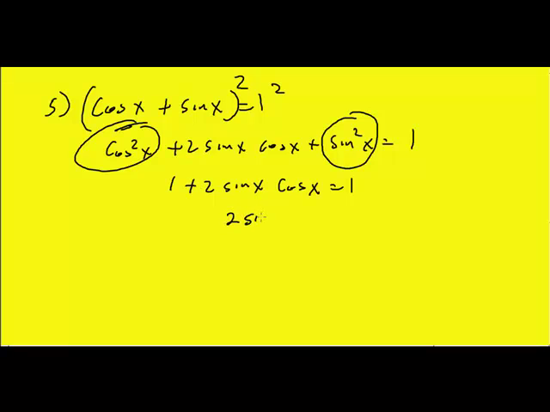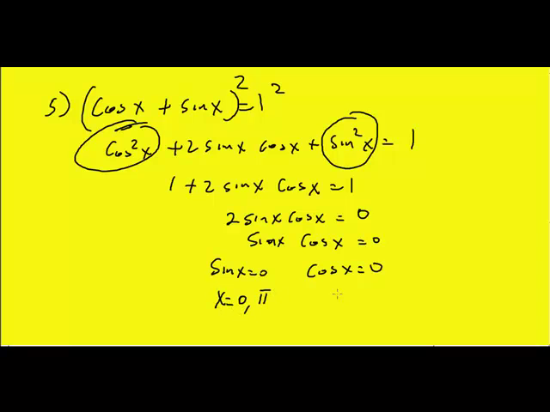Now the 1's cancel out. I get 2 sine x times cosine x is equal to 0. Divide by 2, I get sine x times cosine x is equal to 0. Then set each factor equal to 0. Sine x equals 0. Cosine x equals 0. Well, where is sine x equal to 0? At 0 and pi. Where is cosine x equal to 0? When x is equal to pi over 2 and 3 pi over 2.